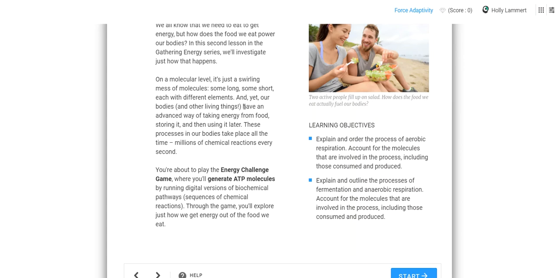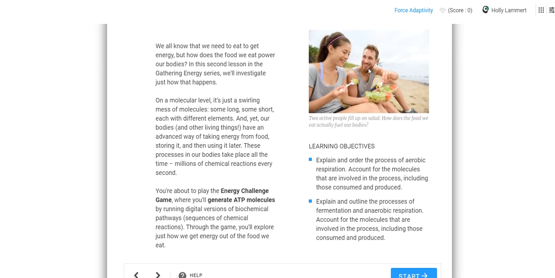You're going to play the energy challenge game, where you'll generate ATP molecules by running digital versions of biochemical pathways. And here it says a biochemical pathway is just a sequence of chemical reactions. Through the game, you'll explore just how we get energy out of the food we eat. And so up here in this picture, we see two people. It says fill up on salad. How does the food we actually eat fuel our bodies?